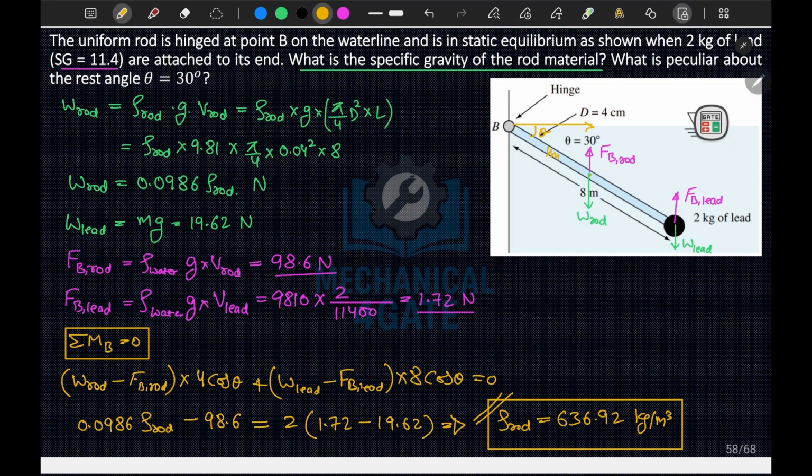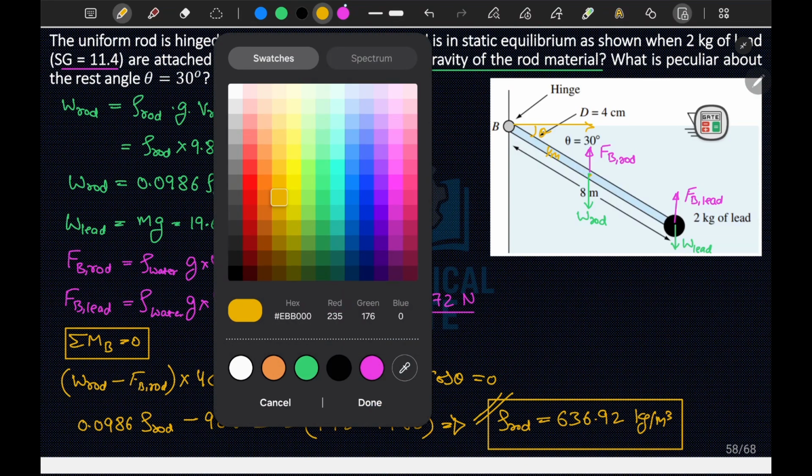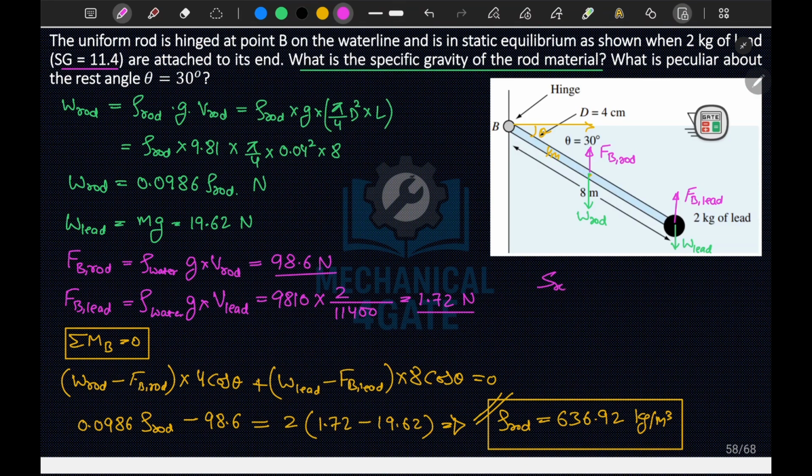So the specific gravity of the rod material is equal to 0.637. And the next part asks what is peculiar about the rest angle theta. We can say here that theta drops out, so theta does not affect the solution.